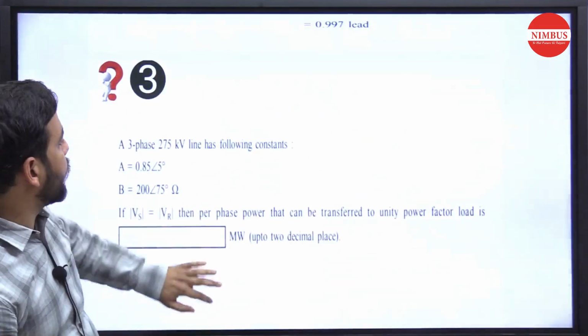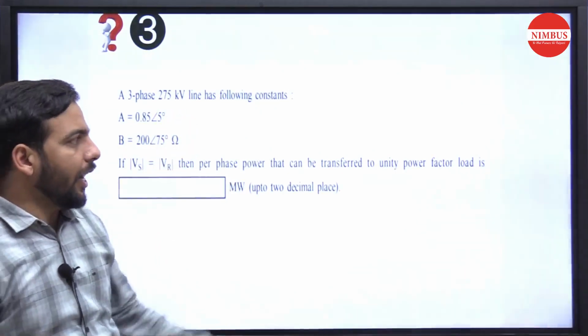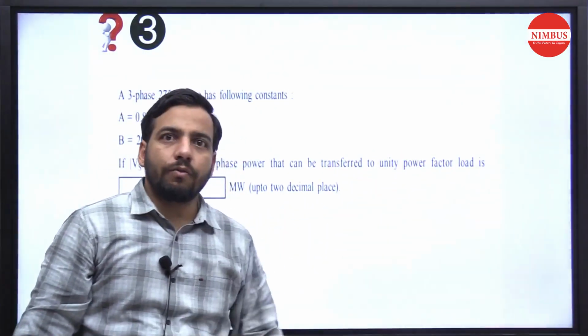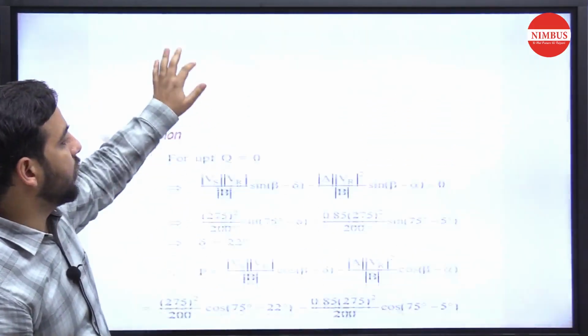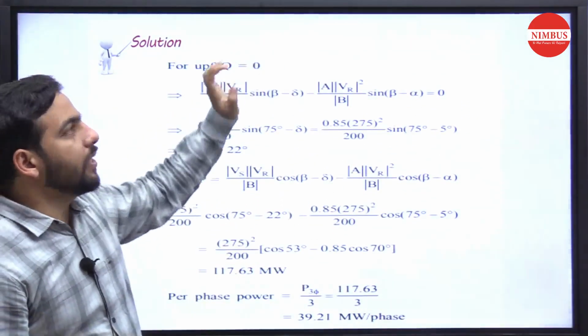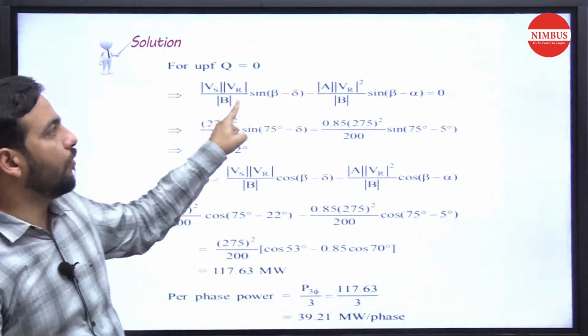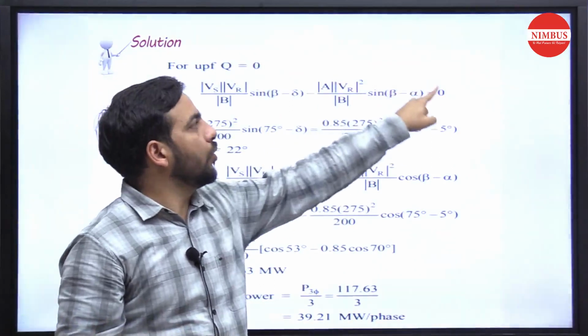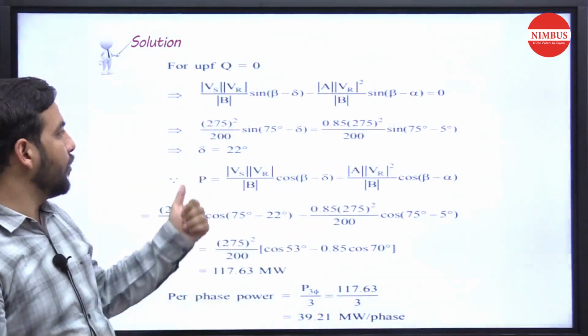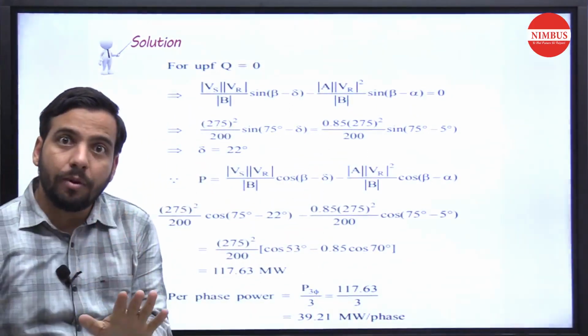Okay, the next question is this one. Again, for the unity power factor load, first of all you need to write down the formula for Q. Okay, this is the formula of Q. Q will be 0 at the unity power factor. This is the overall formula as I have talked about earlier. When you put Q equal to 0, then from here you will calculate the value of del, as I have talked about.